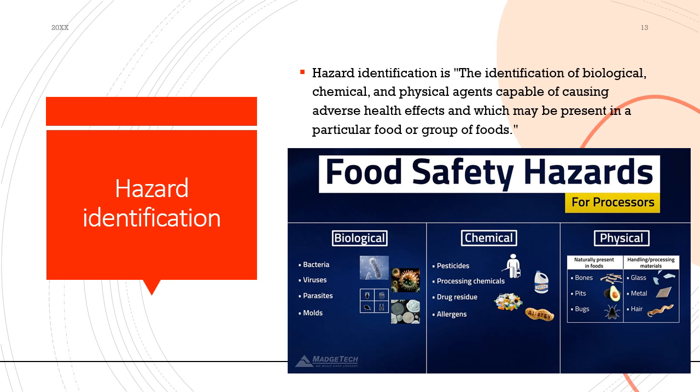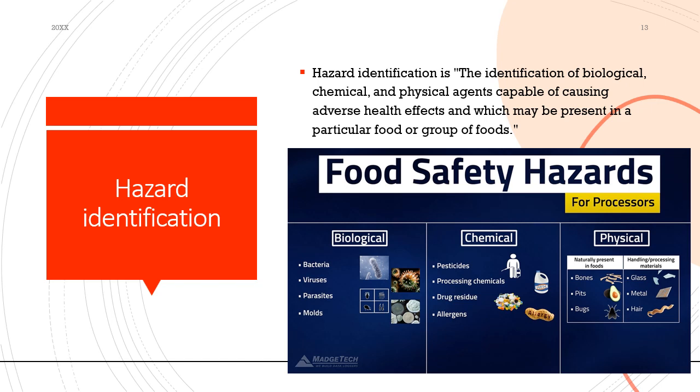Chemical agents are such as pesticides. In the process, you may add chemicals such as acid or base to the food, drugs used in animals or products, and some chemicals such as starch or antibiotics may cause allergens. Physical agents are something that is not biological material, a living organism, or a chemical, such as bone, bugs, metal, hairs, and glass in the process, including radiation.